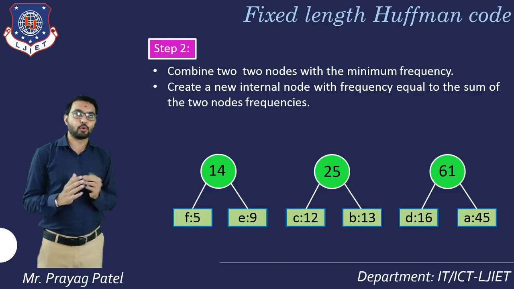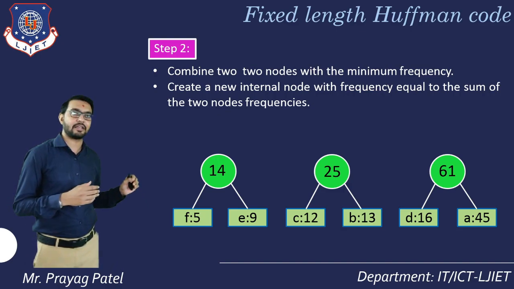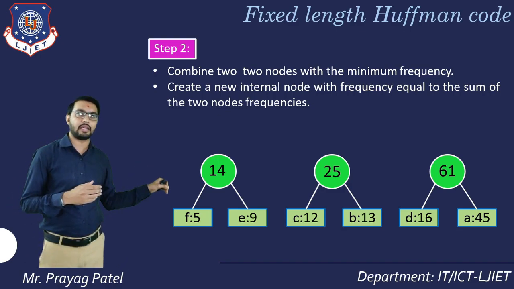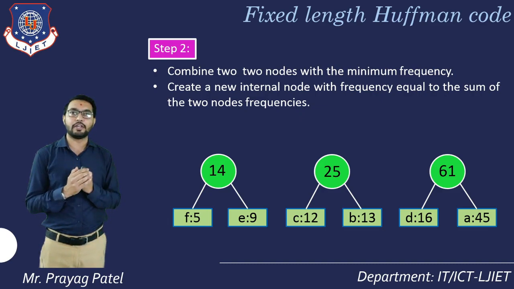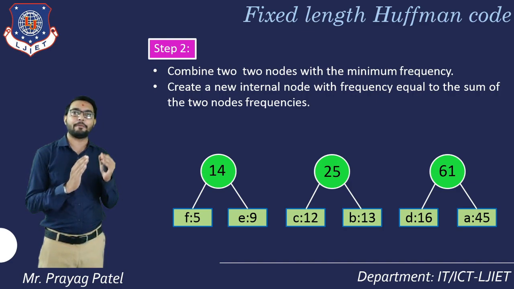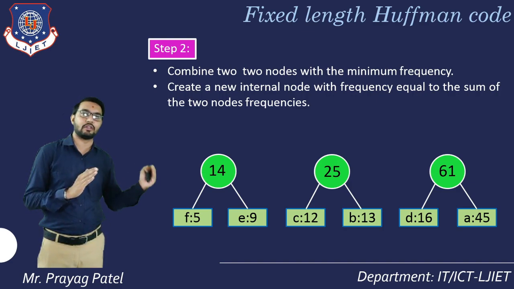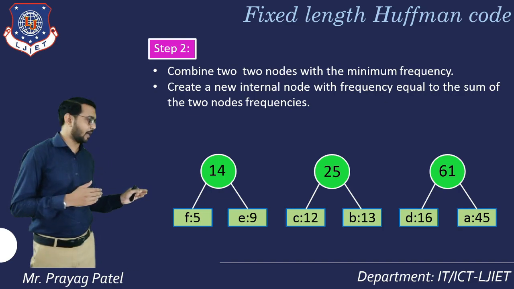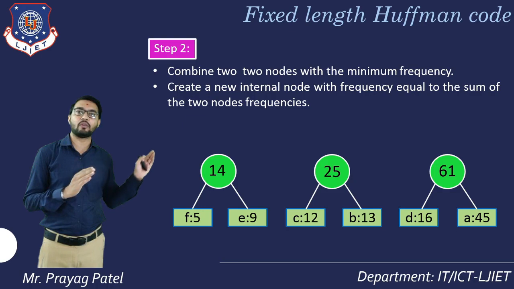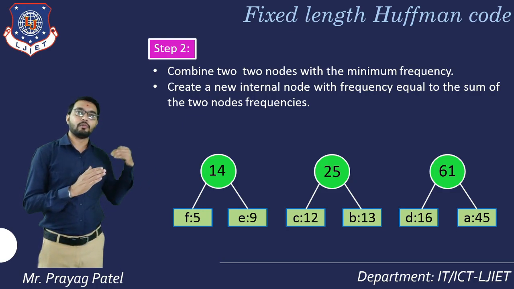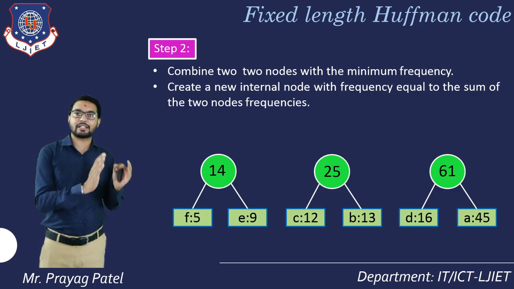Now pairing of two elements. So the first two elements are F5 and E9. Combine these two elements and create a new internal node, and the value of the internal node is the addition of the frequency of the first node and the frequency of the second node. So here consider F5 plus E9, so 5 plus 9 equal to 14. Now for the next two nodes, combine the next two nodes.